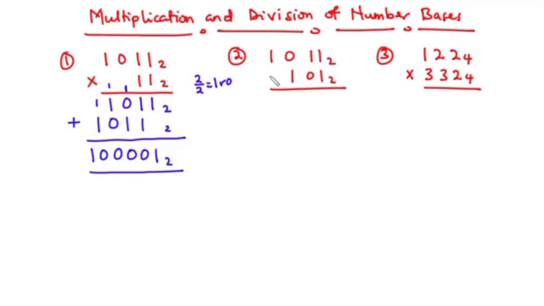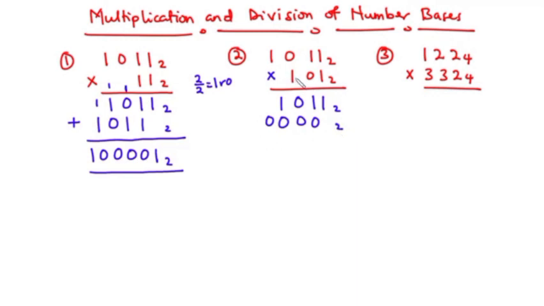So for the second example, 1 times 1 is 1. 1 times 1 is 1. 1 times 0 is 0. 1 times 1 is 1. Now to the next value. 0 times 1 is 0. 0 times 1 is 0. 0 times 0 we have 0. And then 0 times 1 is 0.